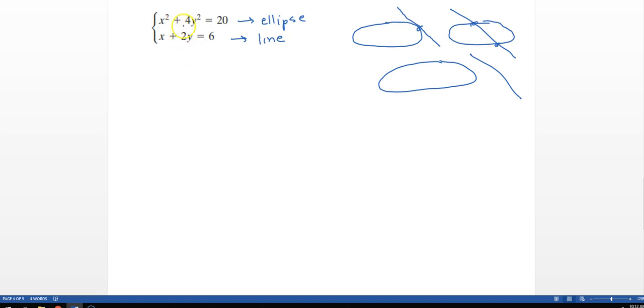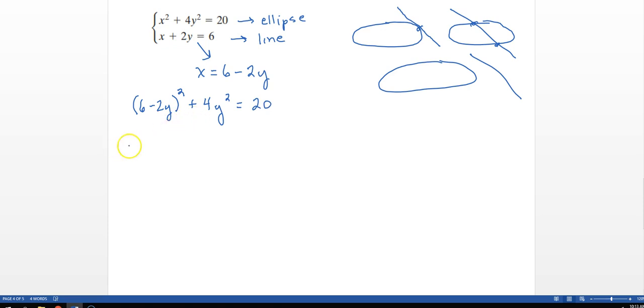All right, so x squared plus 4y squared equals 20, and x plus 2y equals 6. This would be a system that substitution would work great. If I take this equation and I solve for x, x is equal to 6 minus 2y. And now I take 6 minus 2y and substitute it into the other equation for x. So that's 6 minus 2y squared plus 4y squared is equal to 20.